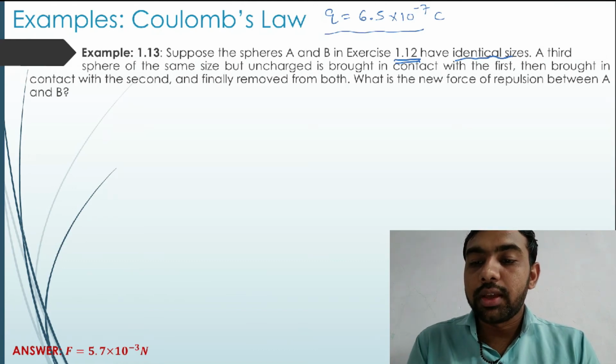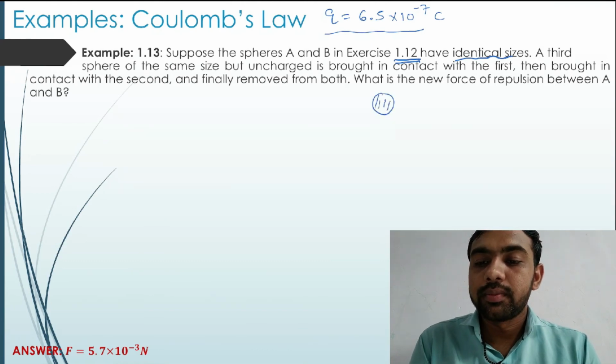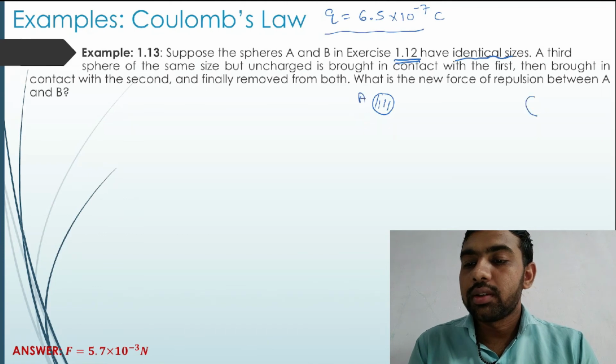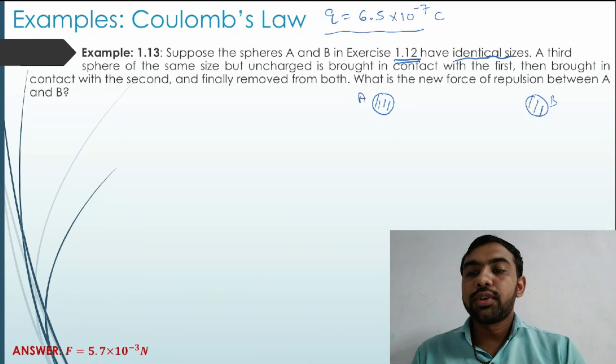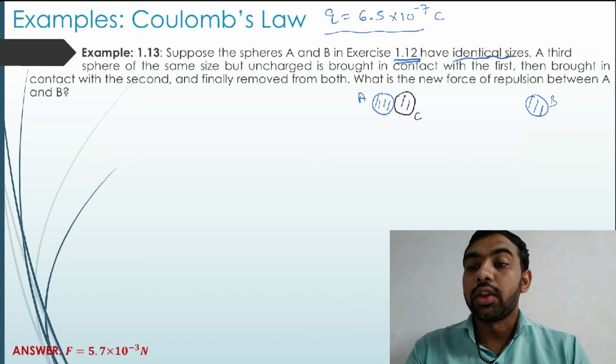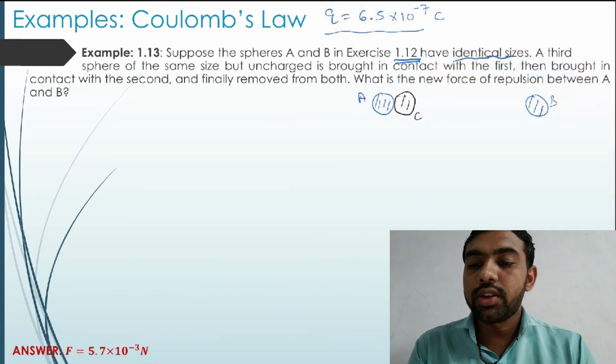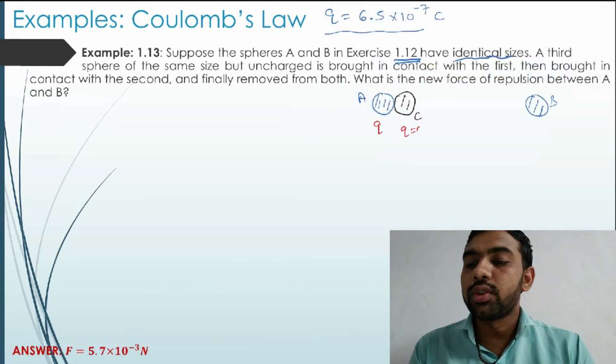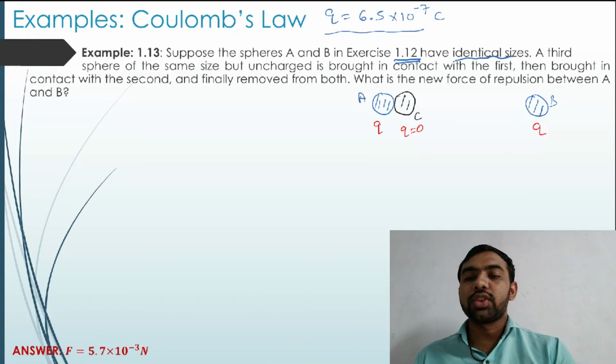Consider suppose here is A and here is B. First C comes in contact with A, so let's consider that this is C. What is the initial charge? So here Q is equal to 0 for C, and here Q, this type of initial charge.